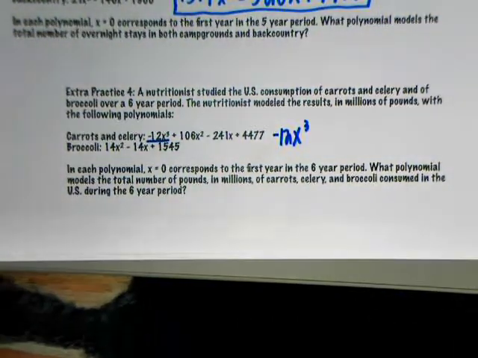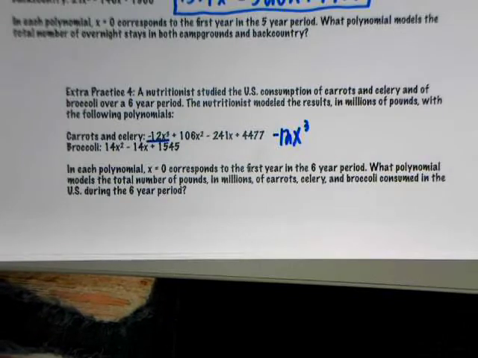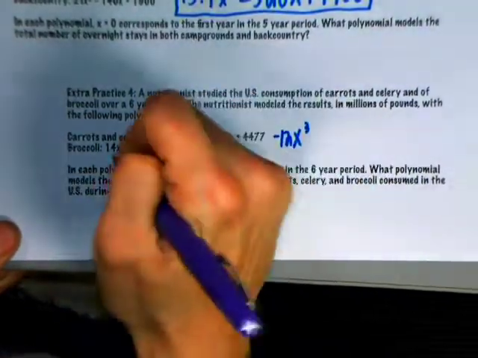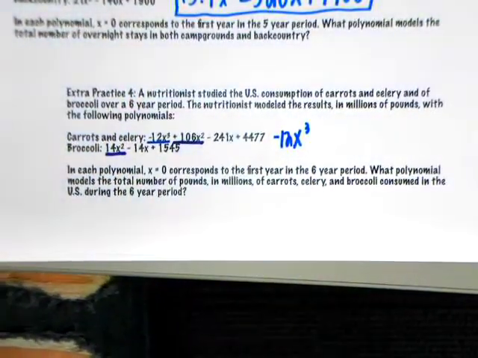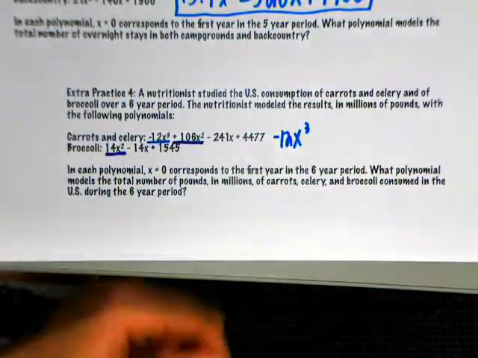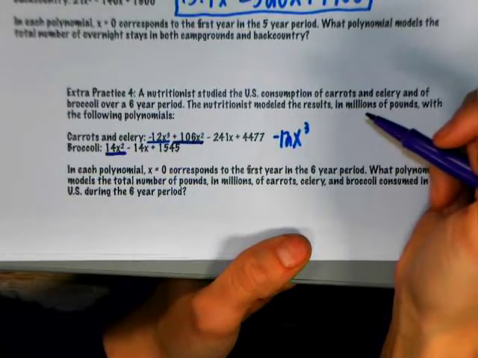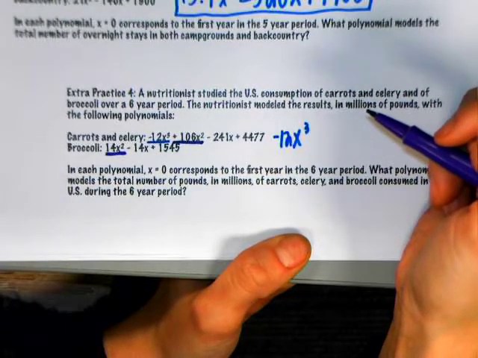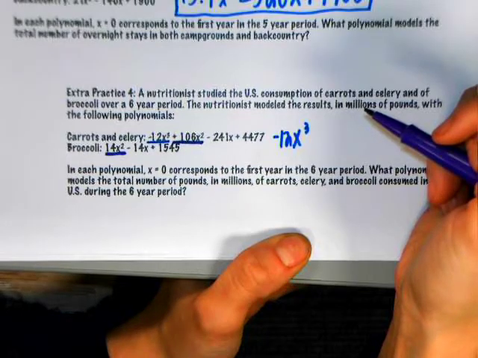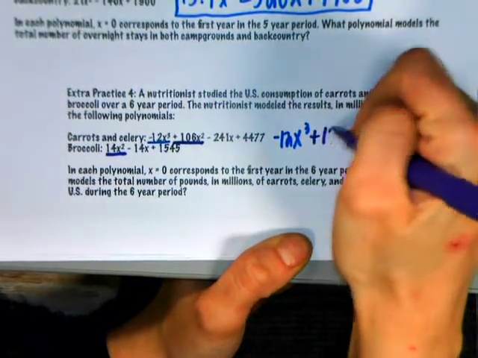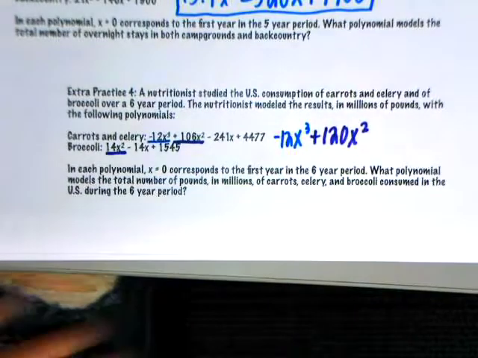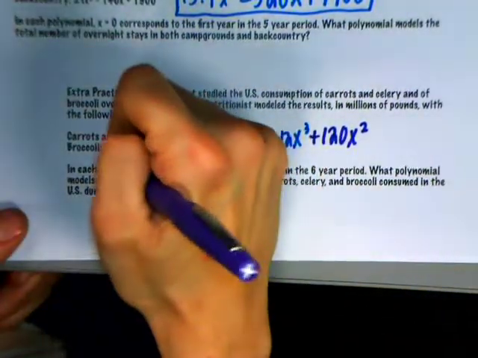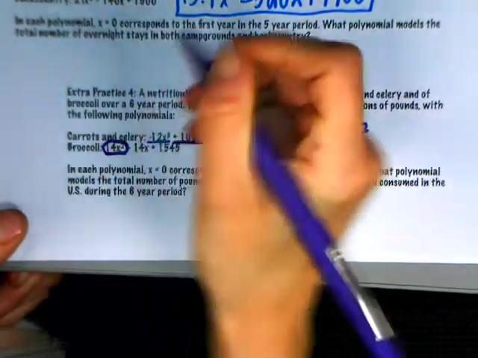All right, next highest exponent would be what? 2. Yeah, so we have 106x squared and 14x squared. So what's that going to be? Yeah, 120. So plus 120x squared. Does that make sense? Just going to circle these.